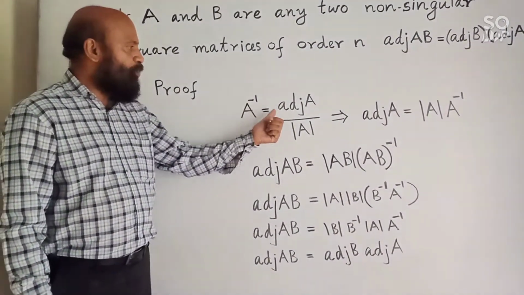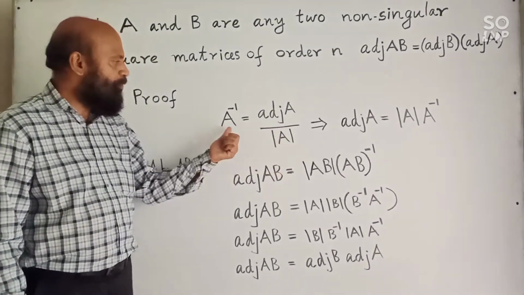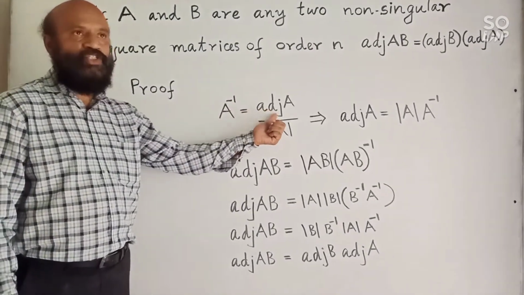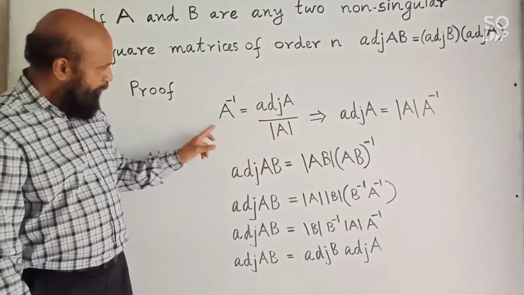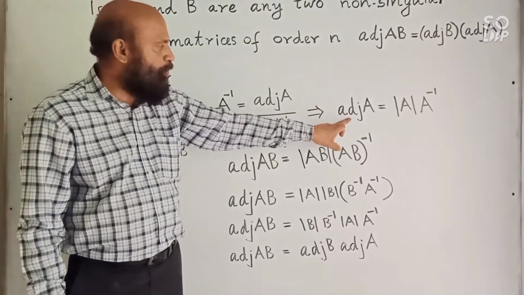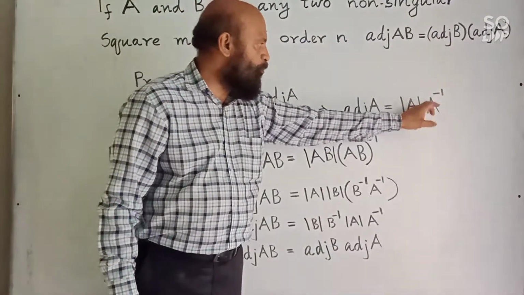A inverse is equal to adjoint of A divided by determinant of A. You are familiar with this relation for A inverse. A inverse is adjoint A divided by determinant of A. If you rearrange this expression, you will get an expression for adjoint of A. Adjoint of A is equal to determinant of A into A inverse.